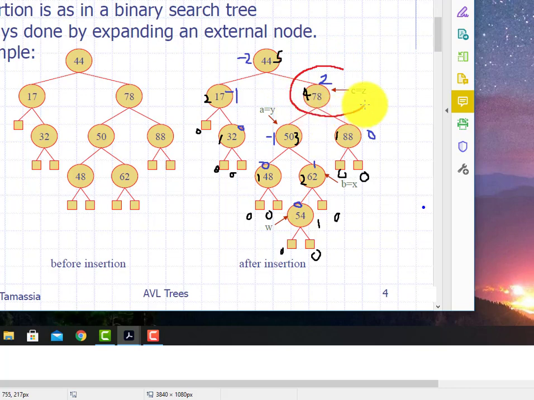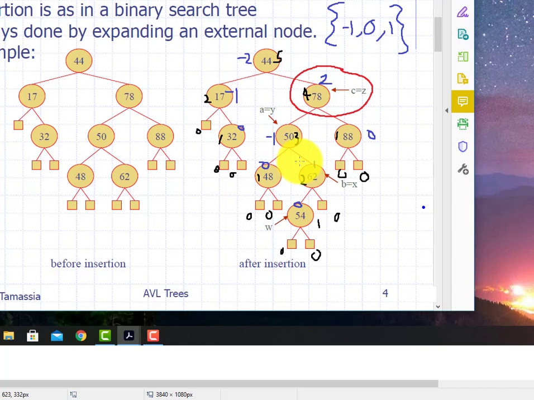This is the error because we're not allowed to have a height factor for any node strictly greater than 1, or strictly less than -1. In other words, the only height factors that are allowed, as I've said before, are -1, 0, or 1. So this is not allowed because it's a 2. So we know that the height factors are violated at this point.